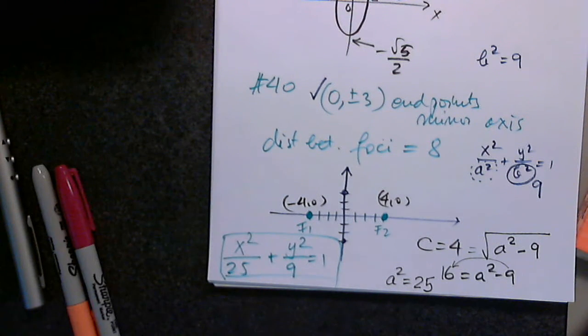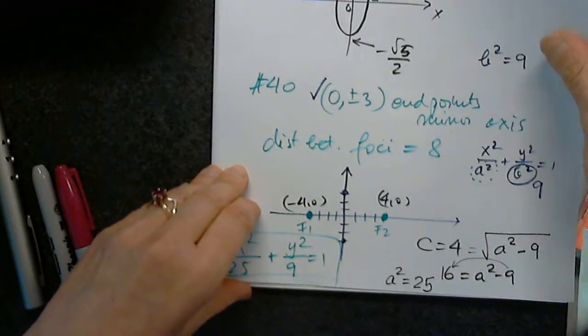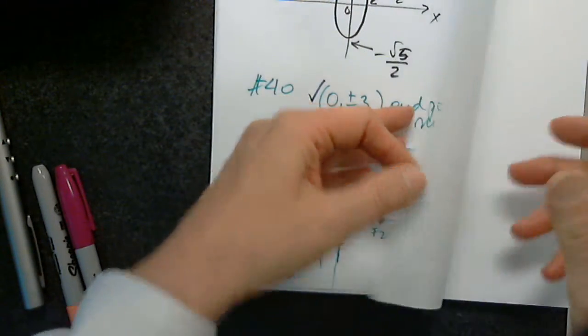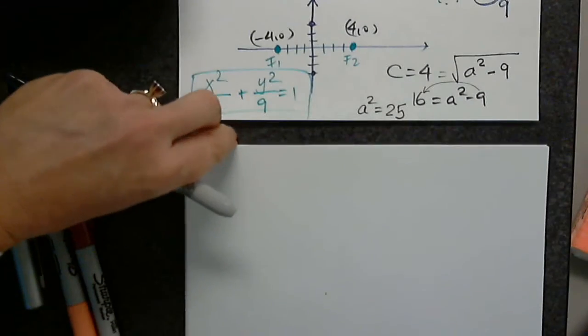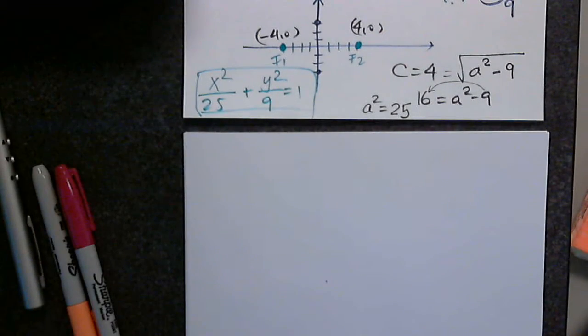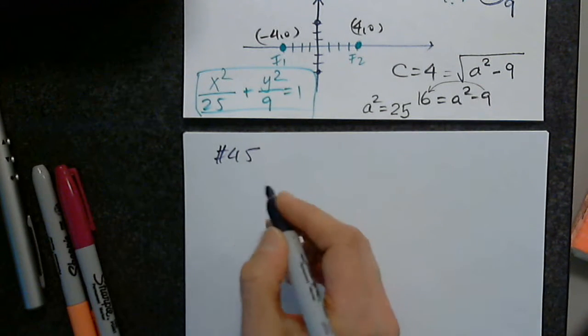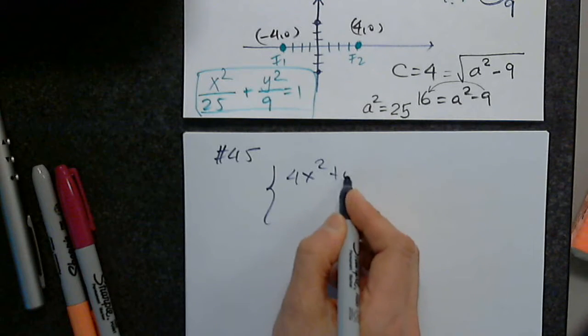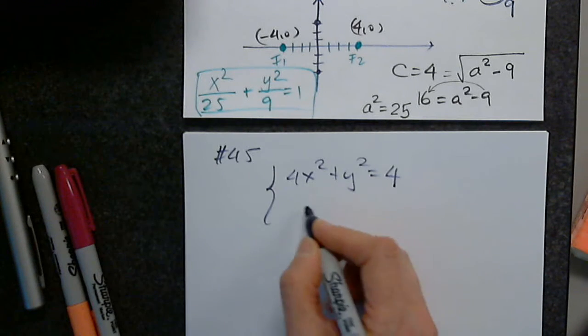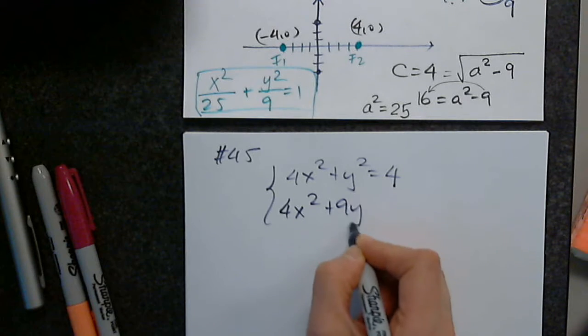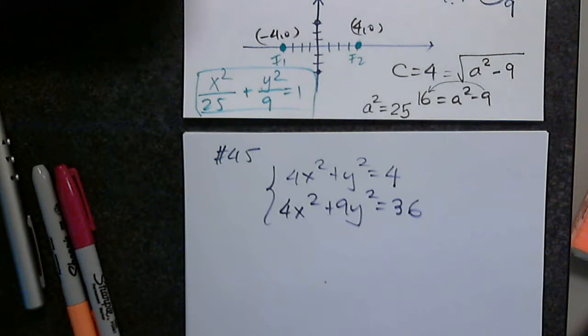Okay, so let's choose one problem from there. Find the intersection points of the pair of ellipses. Sketch the graphs, we don't have to do that, and label the points. Okay, 45. We are given 4x squared plus y squared equals 4, and 4x squared plus 9y squared equals 36.